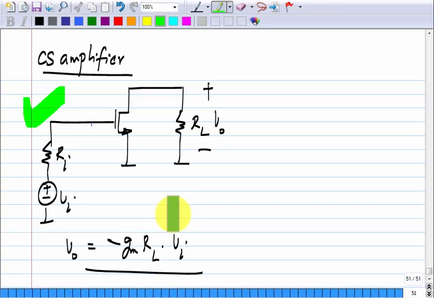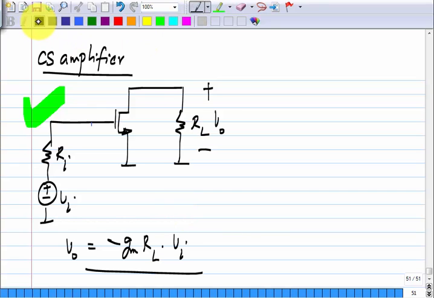Why? Our model of the MOS transistor has no frequency dependence, right? ID is a function of VGS. So, the partial derivative also has no other frequency dependence. So, this has no frequency dependence at all.